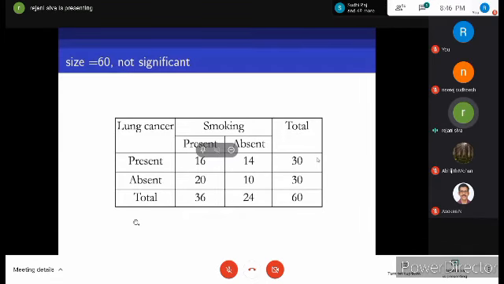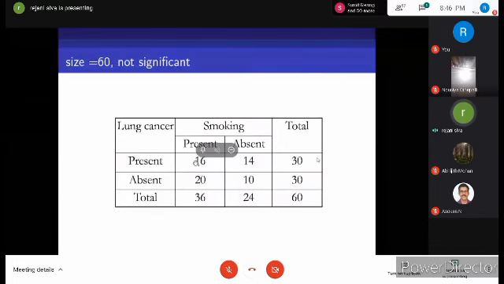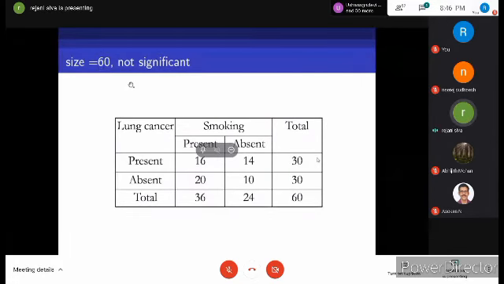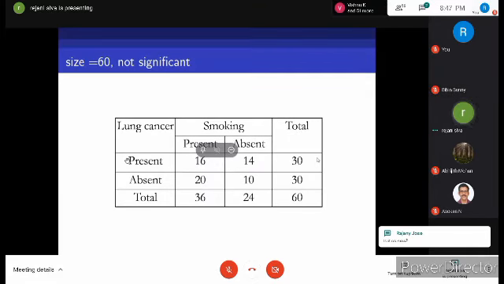Here you see one 2 by 2 table, explaining the relationship between lung cancer and smoking. The investigator conducted a study with 60 samples, and he has not attained the exact result. He has got the result as not significant, meaning that there is no relationship between smoking and lung cancer.